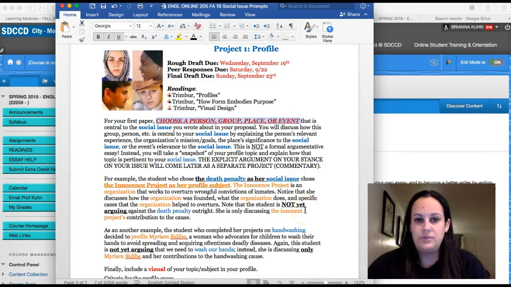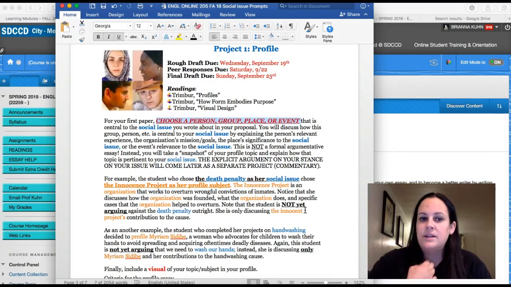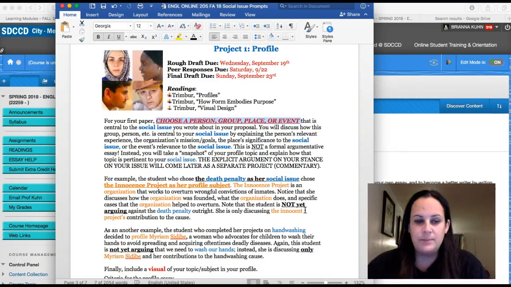I'll explain. For this paper, you are going to choose a person, group, place, or event that is central to the social issue you wrote about in your proposal. You will discuss how this group, person, etc. is central to your social issue by explaining the person's relevant experience, the organization's mission or goals, the place's significance to the social issue, or the event's relevance to the social issue.